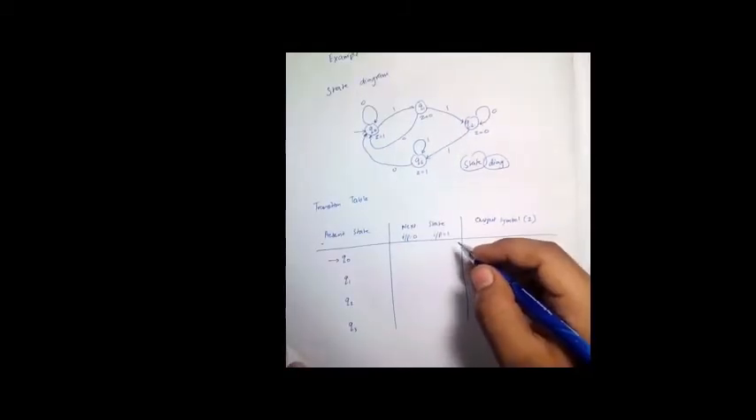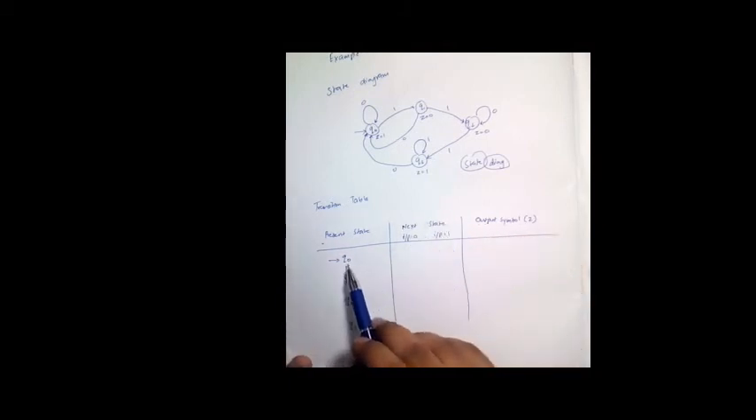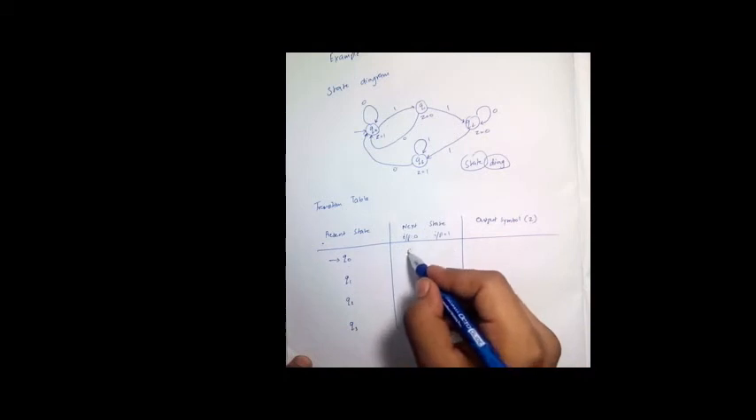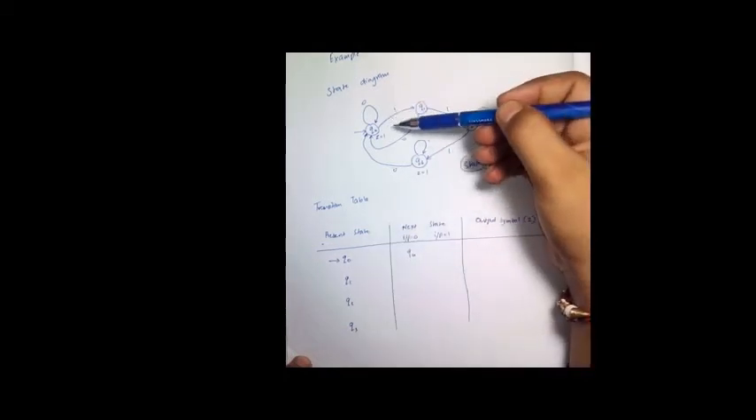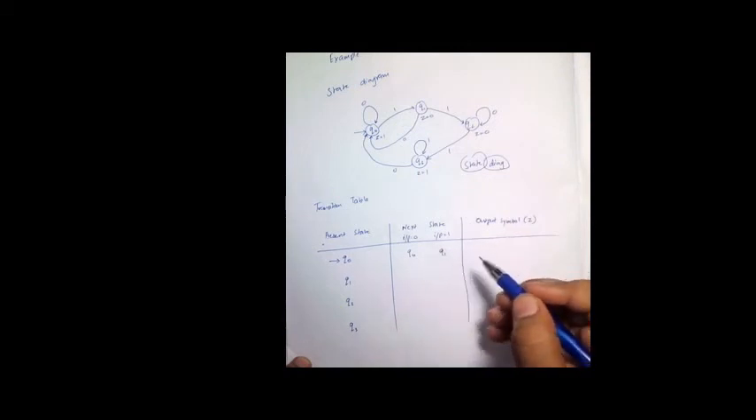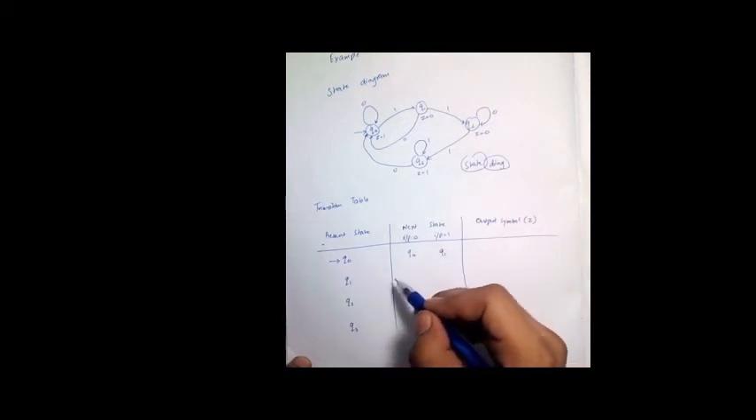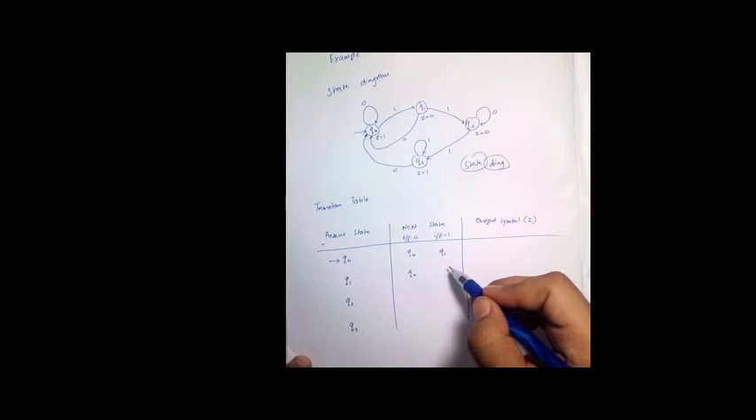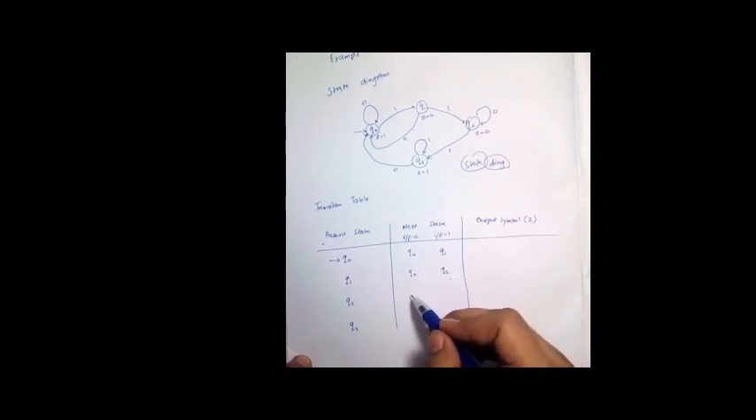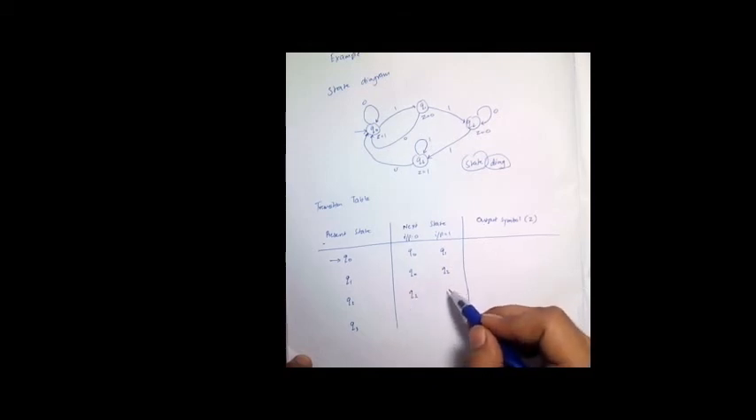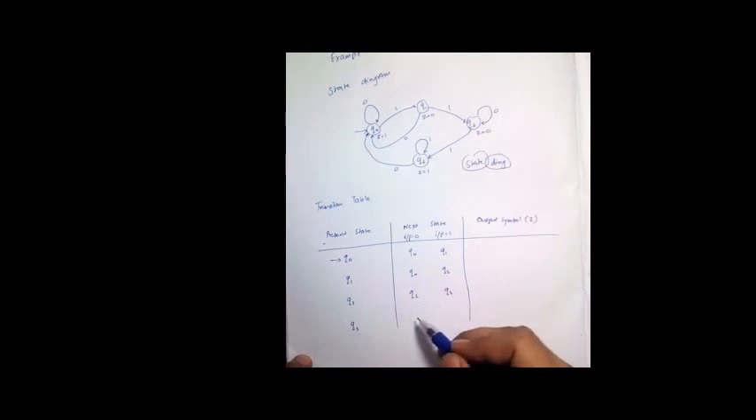Now we can see from the state diagram, when Q0 has the input 0, it returns to Q0. When Q0 has the input 1, it goes to Q1. When Q1 has the input 0, it goes to Q0, and when Q1 has the input 1, it goes to Q2. Similarly, when Q2 has the input 0, it returns to Q2 itself, and when it has the input 1, it goes to Q3. When Q3 has the input 0, it goes to Q0, and when it has input 1, it returns to Q3.